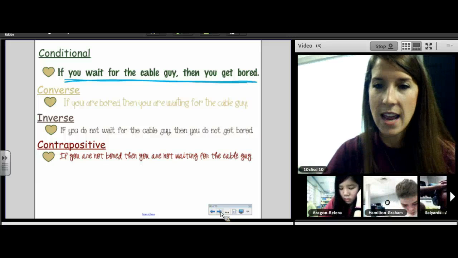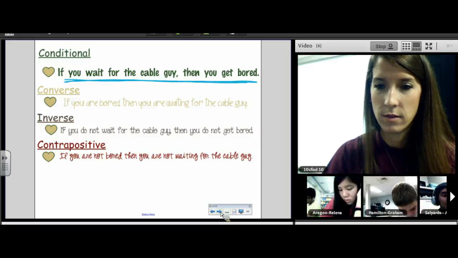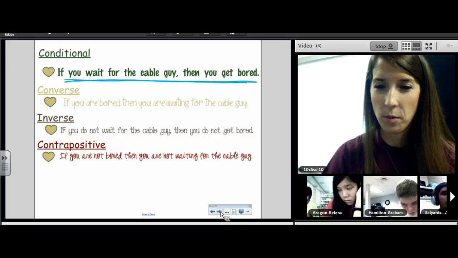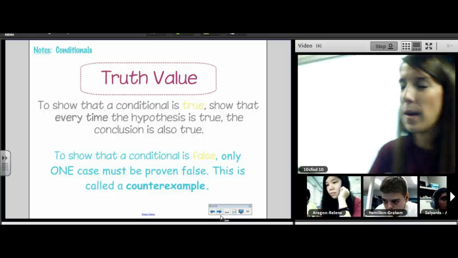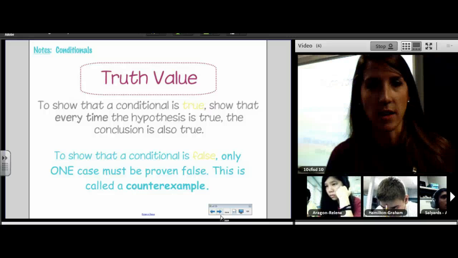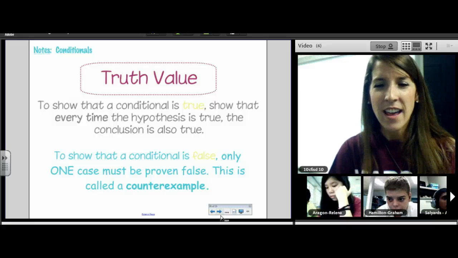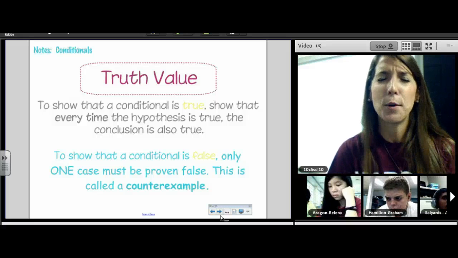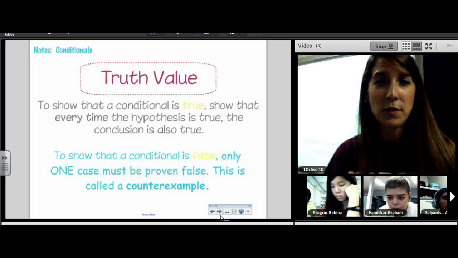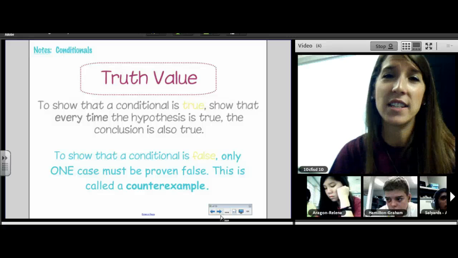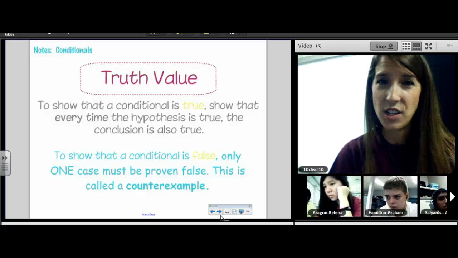What questions can I answer about these new words that we just learned? Probably nothing until you start your homework, huh? It's actually my favorite part, counterexample, but every sentence has a truth value. If you've ever researched doing proofs or proving something, you've learned that if you want to prove something true, you have to show that every time the hypothesis is true, the conclusion is also true. That's not easy to do.